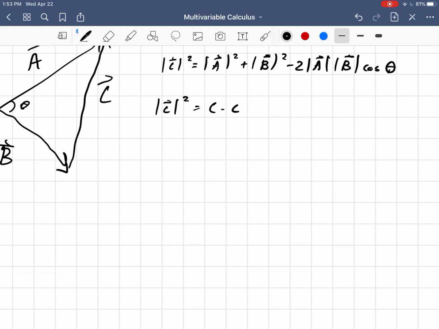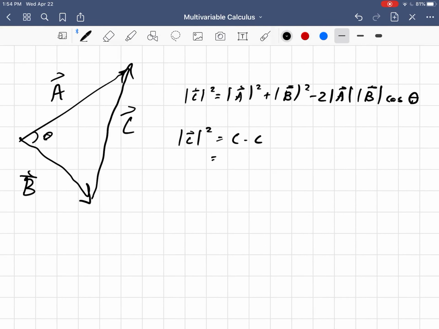So what can I say? I can say that the magnitude of vector C squared is just the same thing as C dot C. Why? Because if I take any vector and I dot it with itself, how much of that vector lies in the direction of that same vector? Well, all of it, right? So in essence, you're just taking the length of that vector and just multiplying it by itself. And so the magnitude of that vector squared is, in general, that vector dotted with itself.